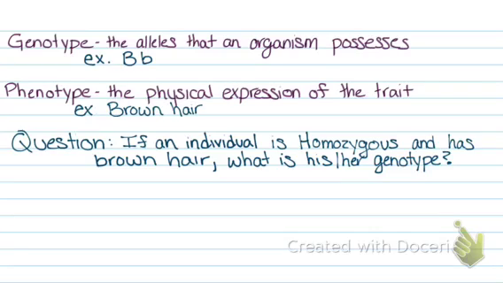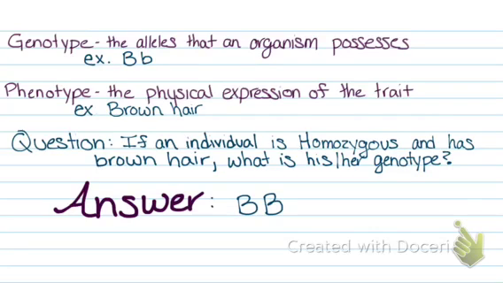So if everyone's ready, the correct answer to the question should be a capital B and a capital B. Homozygous means that both of the alleles, homo means the same, so both of the alleles should be the same. And the individual here has brown hair. Brown is dominant, which is why we see the capital B's.